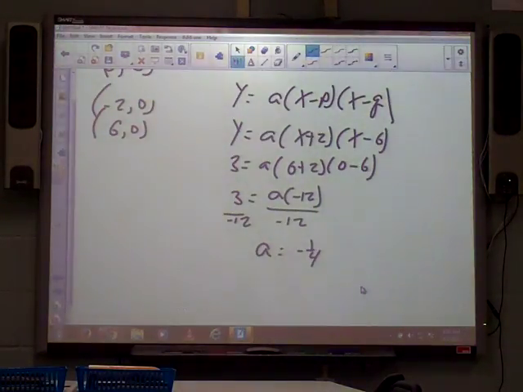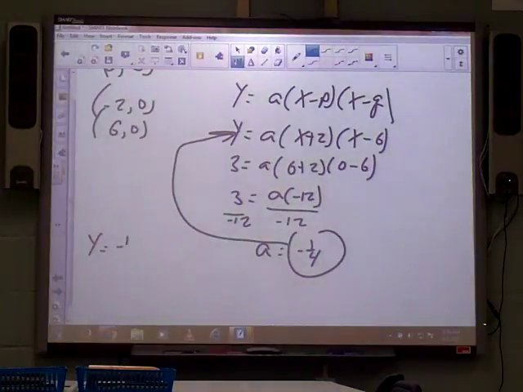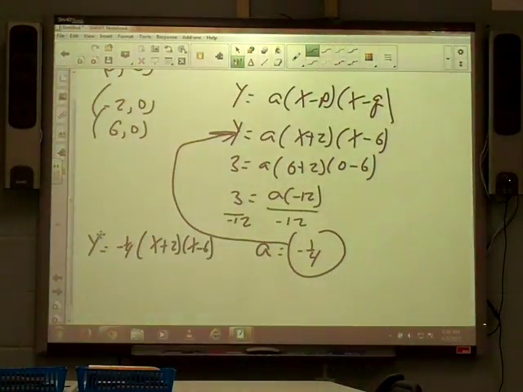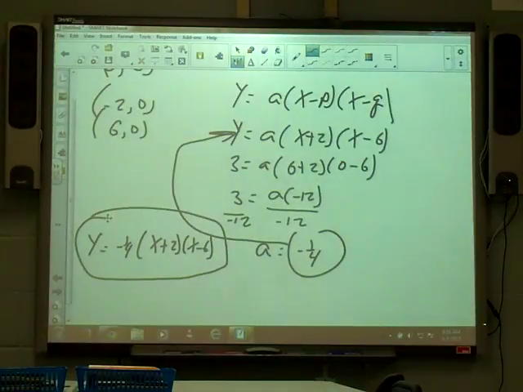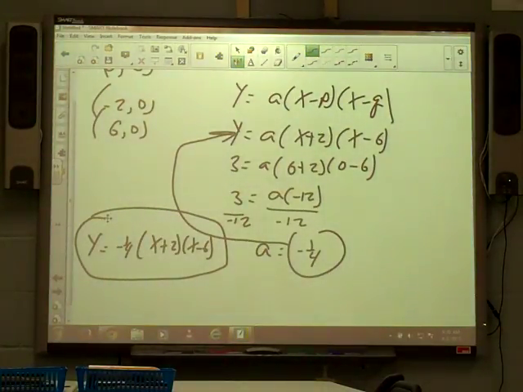Okay, so now all you have to do is take that a and plug it back in here and write your equation like Trevor said. Y equals negative 1/4 times x plus 2 times x minus 6. And that's it. You could take it farther like Stephen was doing on the bell work and get it into standard form or vertex form, but you don't have to. Save yourself some time and you're good there.